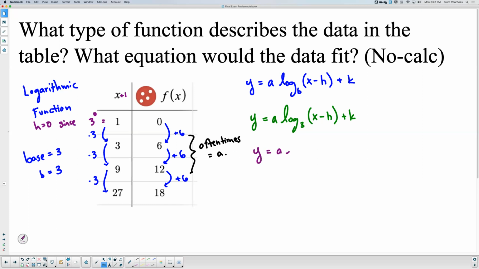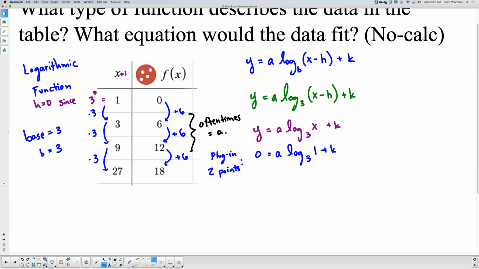I have y equals a log base 3 of x plus k. So I've simplified my equation to that. Now I'm just going to plug in some points. I could plug in the point (1, 0). If I plug that in, 0 is the y. I'm going to plug in 2 points to solve here. So 0 equals a log base 3 of the x, which is 1, plus k.